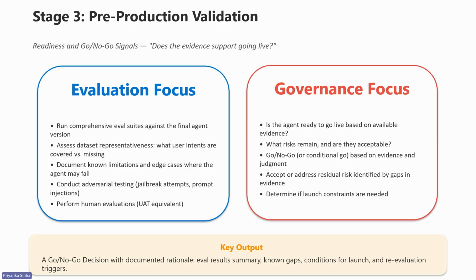And the key output is a go/no-go decision with documented rationale, evaluation results summary, known gaps, conditions for launch, and re-evaluation triggers. So this documentation becomes the accountability trail. It records who decided, based on what evidence, and under what conditions the agent was approved for production. So all of these need to be documented as evidence.